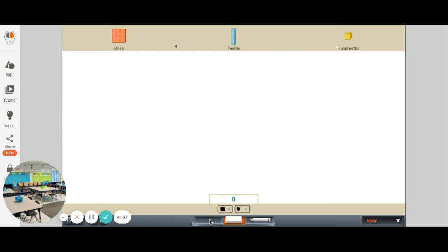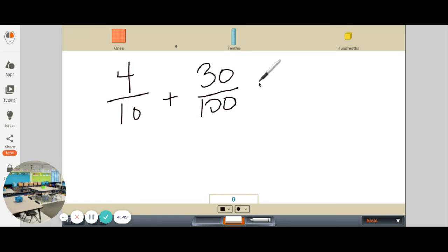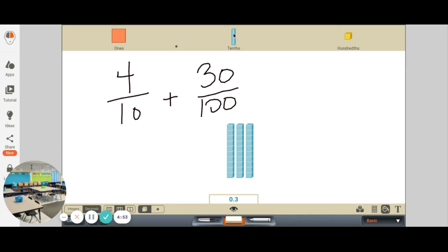All right, let's try 4/10ths plus 30/100ths. Okay, now what we could do here is we know we've got 4/10ths. Let's drag down 4/10ths. Now, instead of dragging 30/100ths, we could drag 10 of these to equal 30. So 10, 20, 30, because we know we could break these apart into hundredths, and that would give us 30 hundredths.